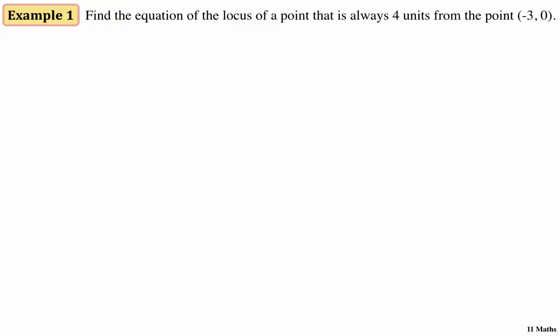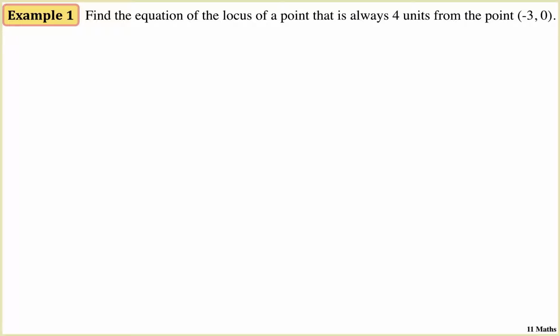Here's example number 1. We've got the equation of a locus of a point that's always 4 units from the point minus 3, 0. That's what we have to find. Well, we're dealing with a point that's always 4 units from minus 3, 0, so it's a circle. The radius will be 4, and the center of the circle will be minus 3, 0. So let's consider that.